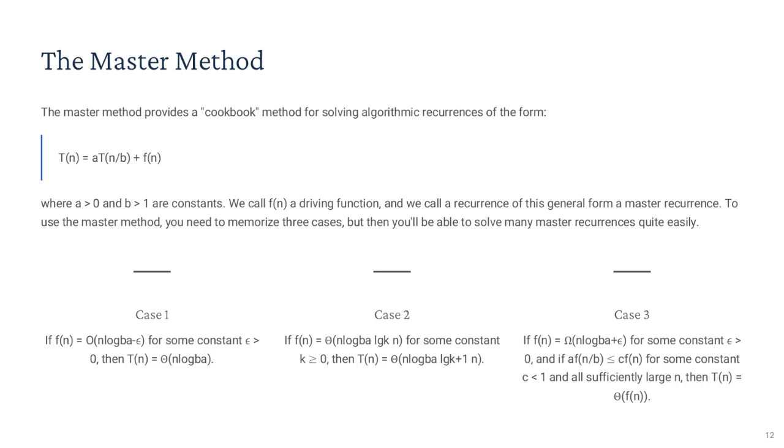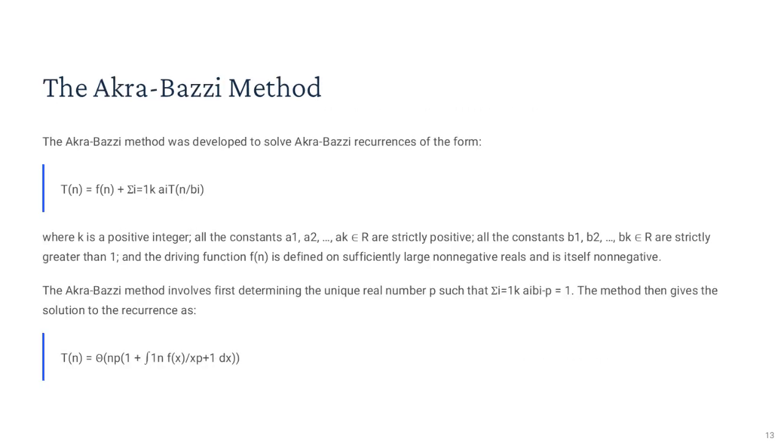The master method simplifies solving many standard recurrences encountered in divide and conquer algorithms. The Akra-Bazzi method is a more general approach for solving divide and conquer recurrences. It applies to recurrences of the form T(n) = f(n) + the sum from i = 1 to k of a_i T(n/b_i), where k is the number of subproblems, and the coefficients a_i and b_i are constants.